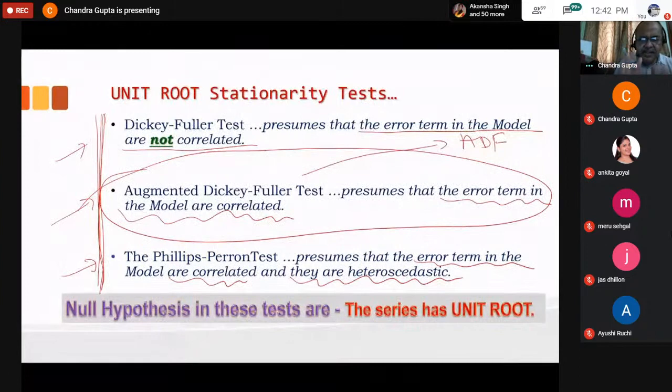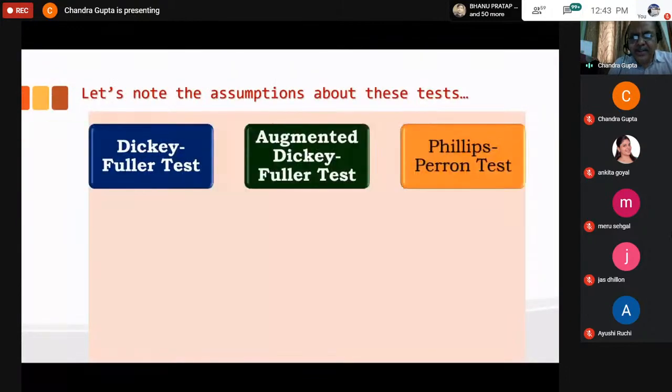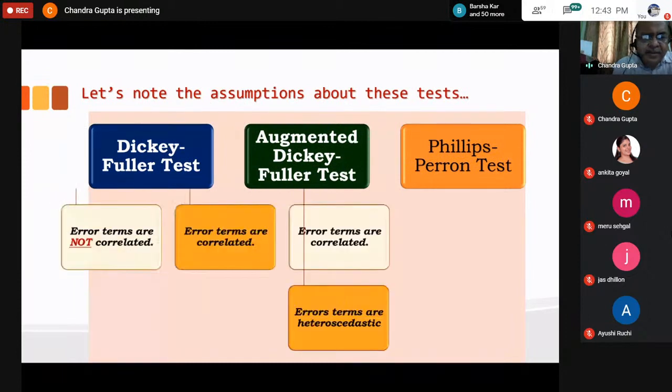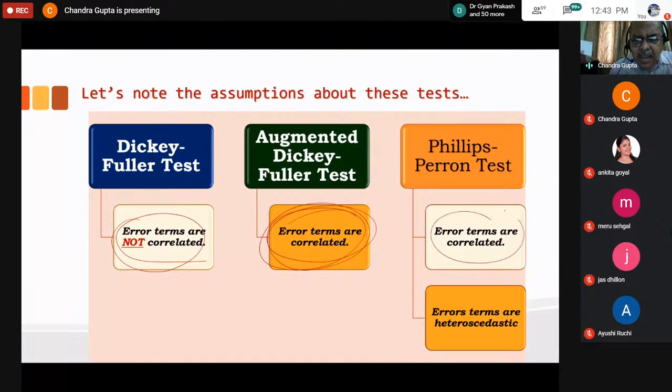In all three tests, the null hypothesis is that the series has a unit root. That means the series is non-stationary. Alternatively, the series is stationary. Okay, I hope the null and the alternative hypotheses are clear to you. So let's note the assumptions of these tests. The Dickey-Fuller test presumes error terms are not correlated. The augmented Dickey-Fuller test assumes error terms are correlated, and the Phillips-Perron test assumes error terms are correlated as well as heteroscedastic. Accordingly you can apply the test, but the widely used test is ADF.